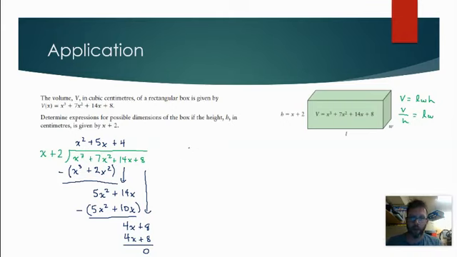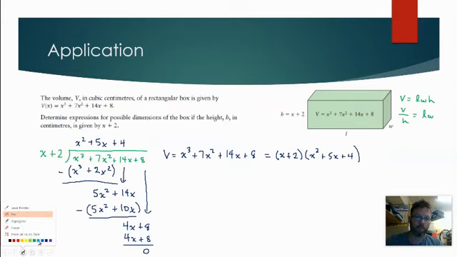We have shown that this volume expression, which was x cubed plus 7x squared plus 14x plus 8, is actually equal to this expression for the height, x plus 2, times x squared plus 5x plus 4. And I'm going to switch back to green to highlight a little something here. The darker green. The volume is equal to this height.